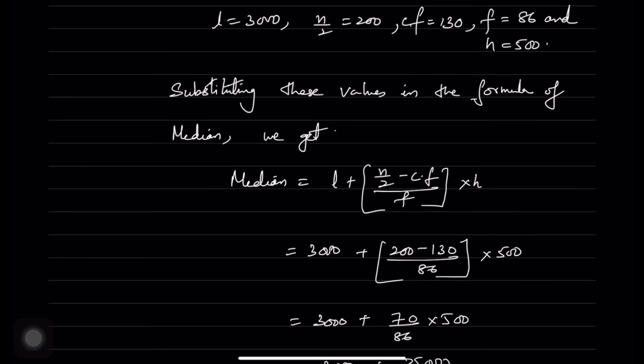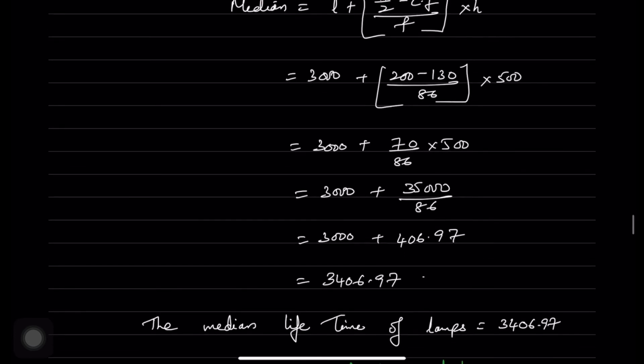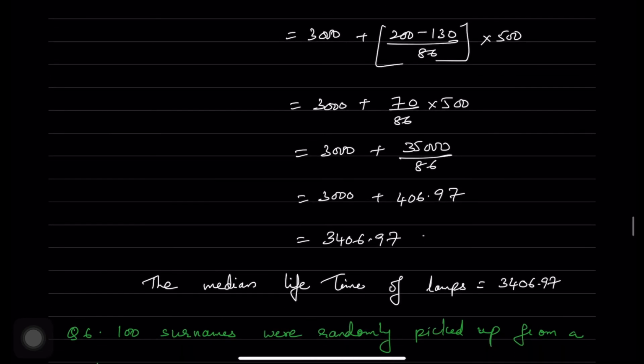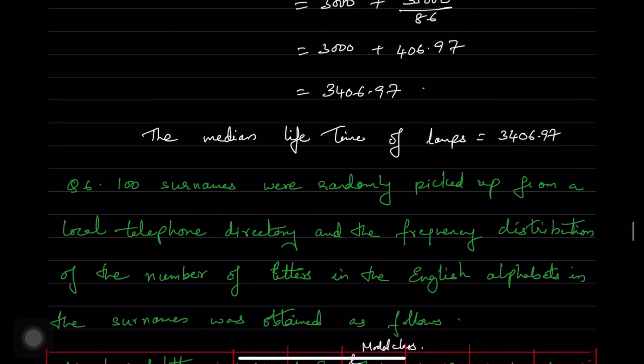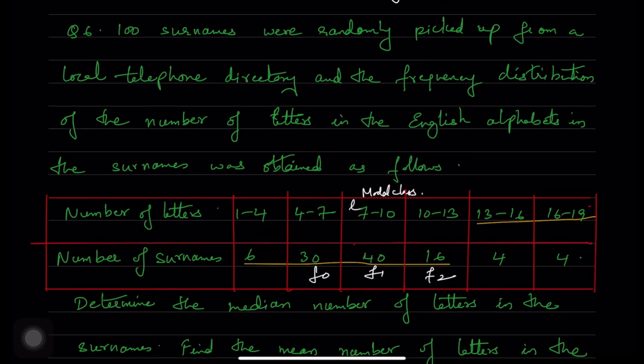Median is equal to L plus (N by 2 minus CF) by F into H. So 3000 plus (200 minus 130) by 86 into 100. So 3000 plus 70 by 86 into 500 is equal to 3000 plus 35,000 divided by 86, which is 406.97, that is 3406.97. So the median lifetime of lamps is equal to 3406.97.